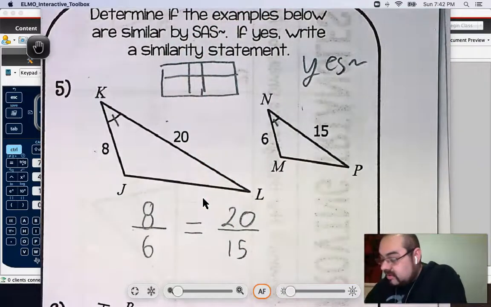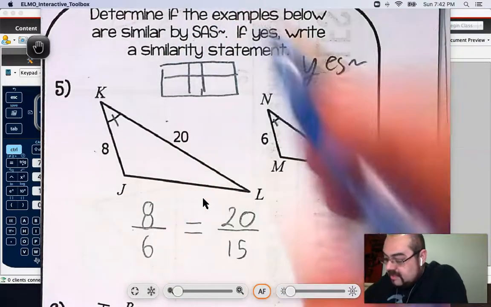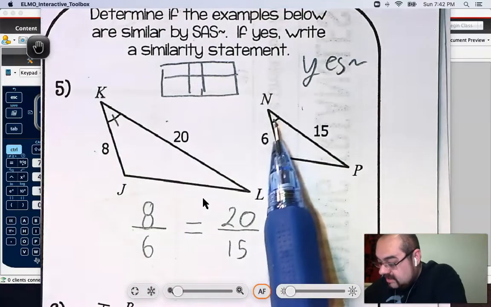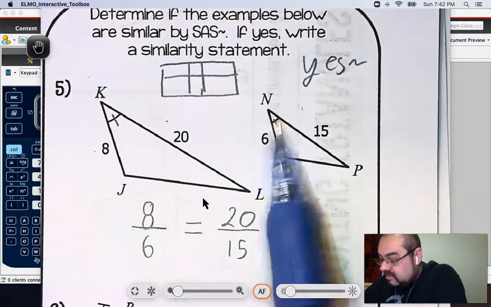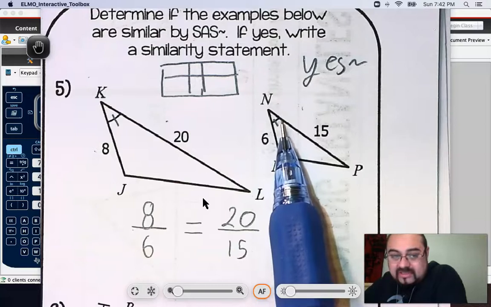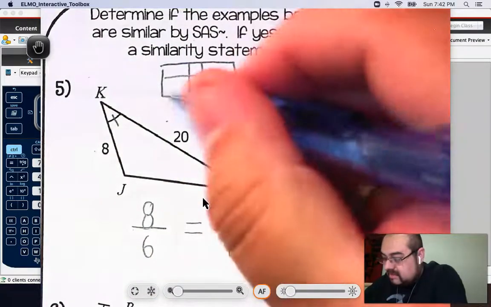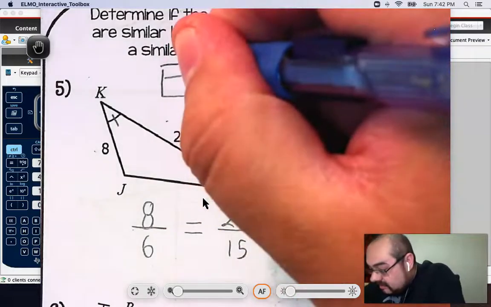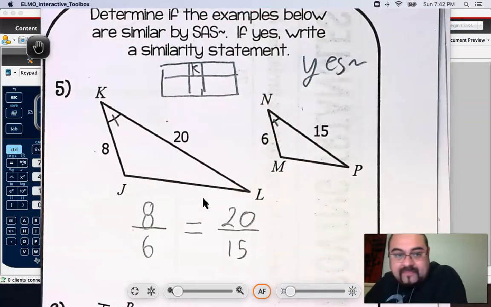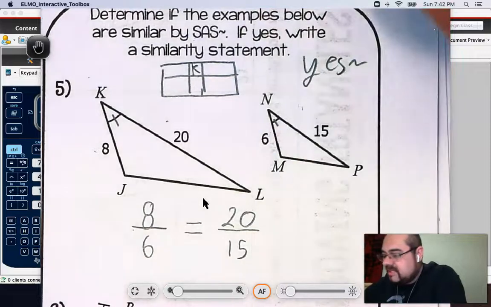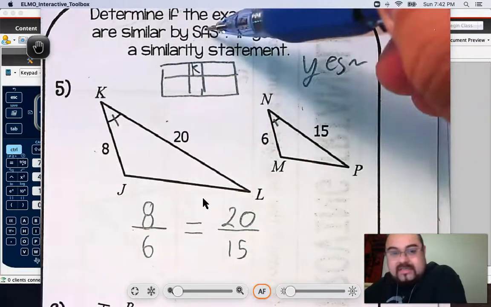Okay, we know for sure that the angles K and N, those two angles are corresponding, they're congruent to each other. So the top part's going to be the bigger triangle, the bottom part's going to be the smaller triangle. So I'm going to put K here, just in the middle, because that's the A part. Okay, see how the A part's in the middle?